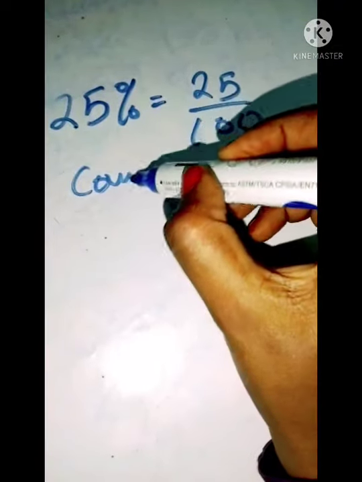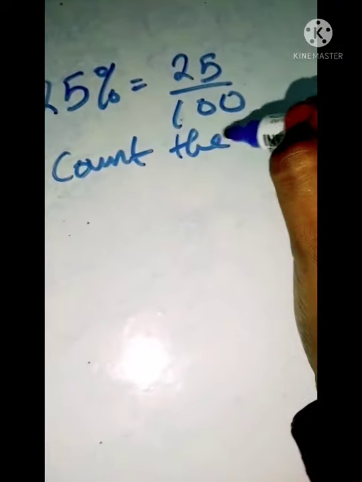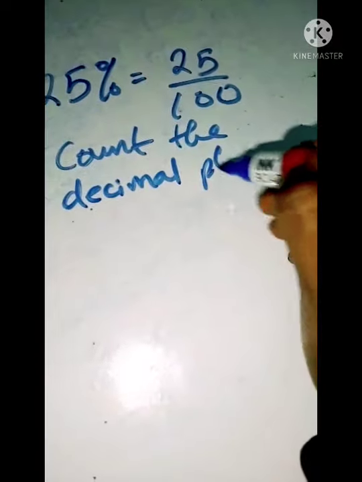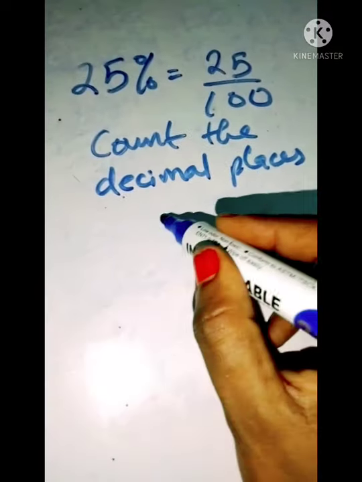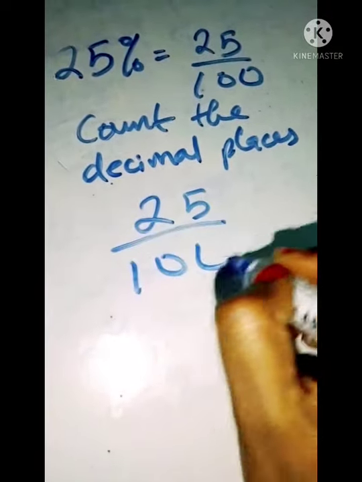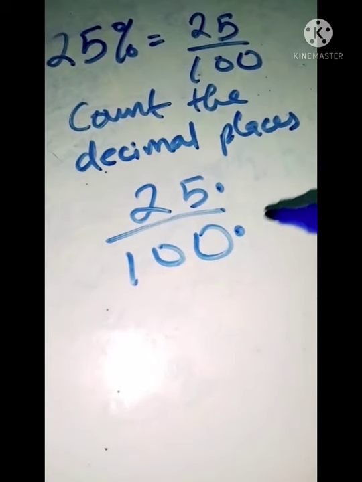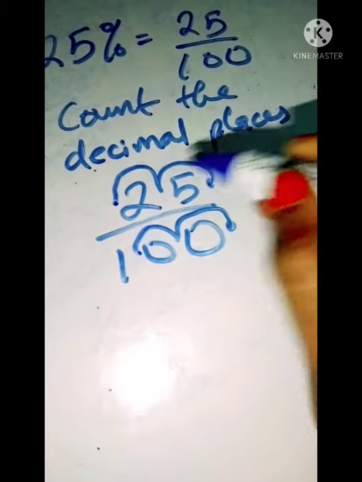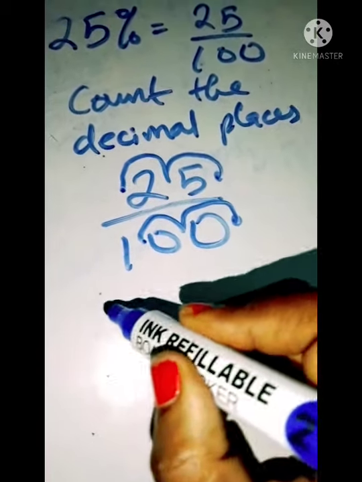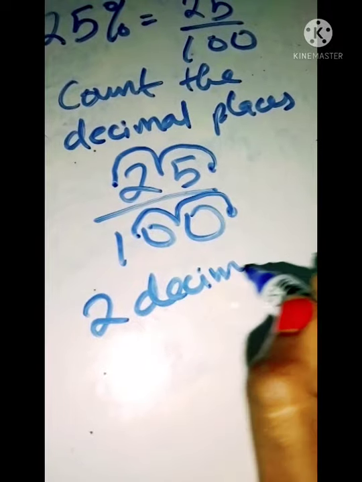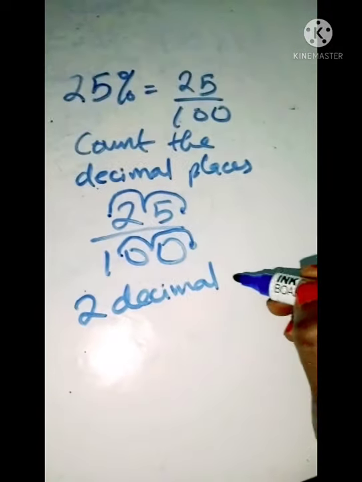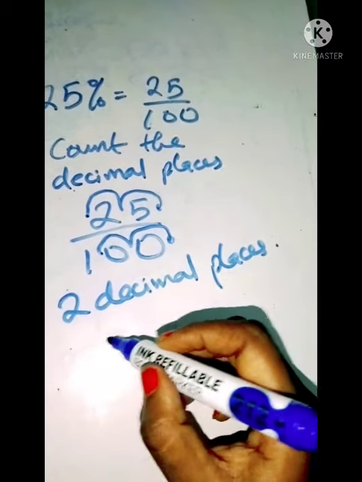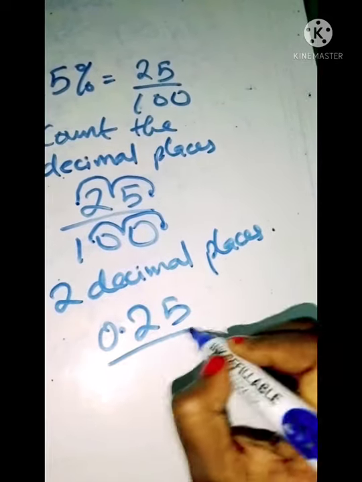And then we'll locate the decimal point on the numerator and the denominator and count. Now the decimal point starts from the right hand side. From there, we count 1, 2, to our left, 1, 2. So we'll now have 2 decimal places after 25. So that will give us 0.25.